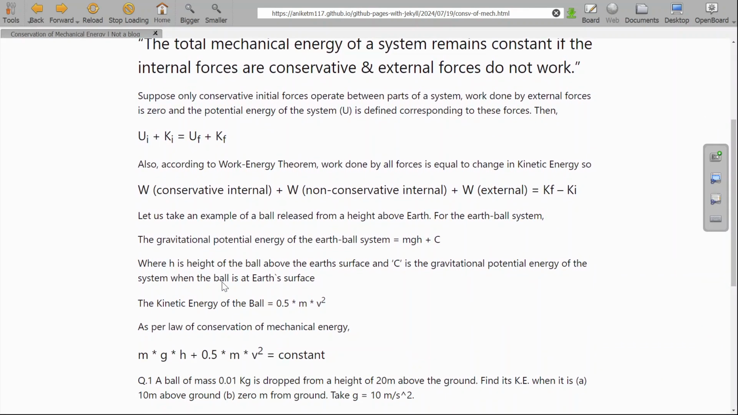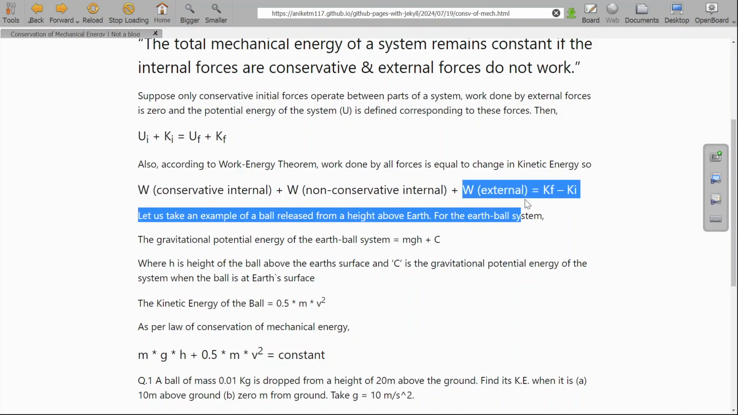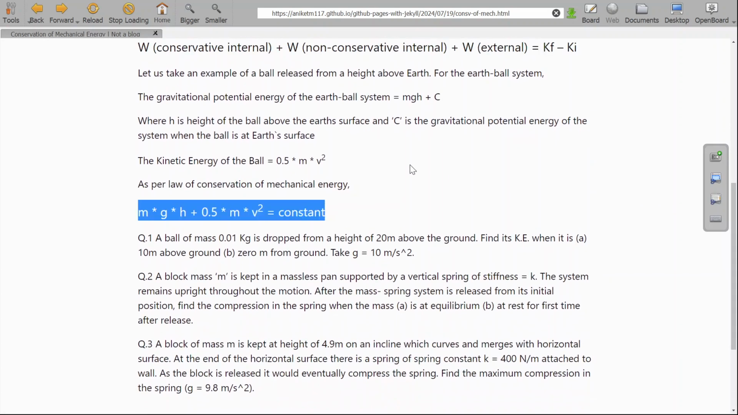That is the work done by all forces, that is conservative internal, non-conservative internal, and external, is equal to change in kinetic energy. And this comes out to be the same as the law of conservation of energy, which is for the general case, that is mgh plus half mv square as a constant. So let us take an example. So we'll be taking these three questions.